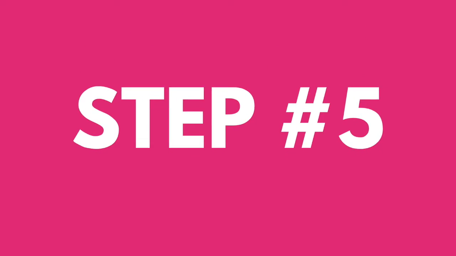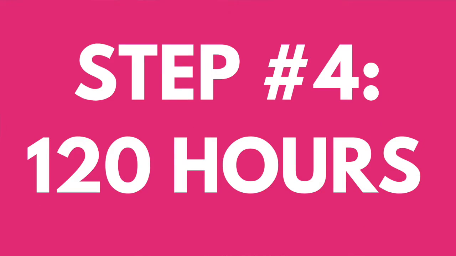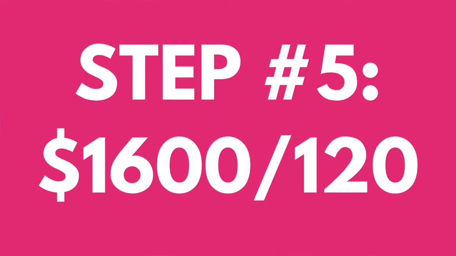Step number 5, we are going to take the numbers that we got in step number 3 and divide it by the number that we got in step number 4. So for the sake of this video, we are going to say that the amount of money that we got in step number 1 was $1,500, and in step number 2, $100. So in step number 3, it would be a total of $1,600. And now we are going to take that $1,600 and divide it by 120 hours. And we are going to get, drum roll please, roughly $13.33 per hour.